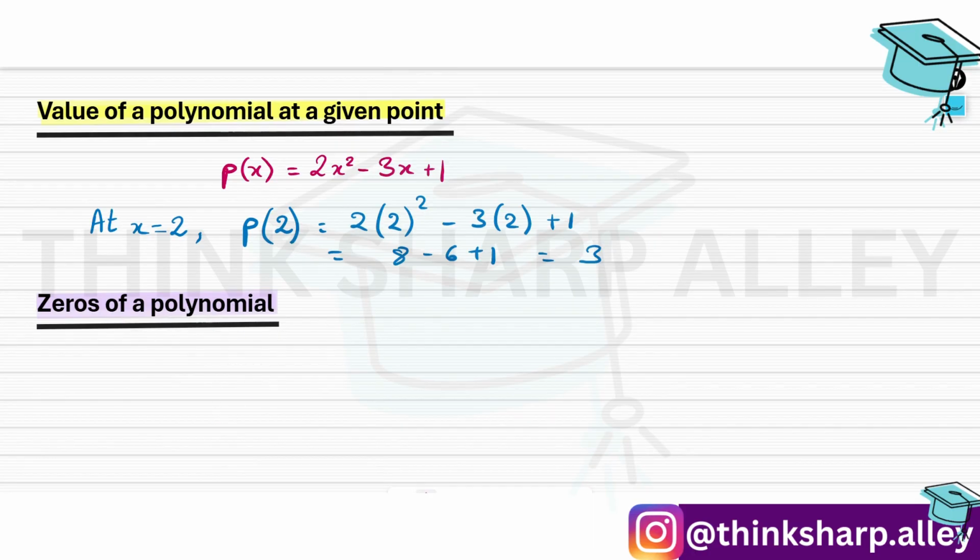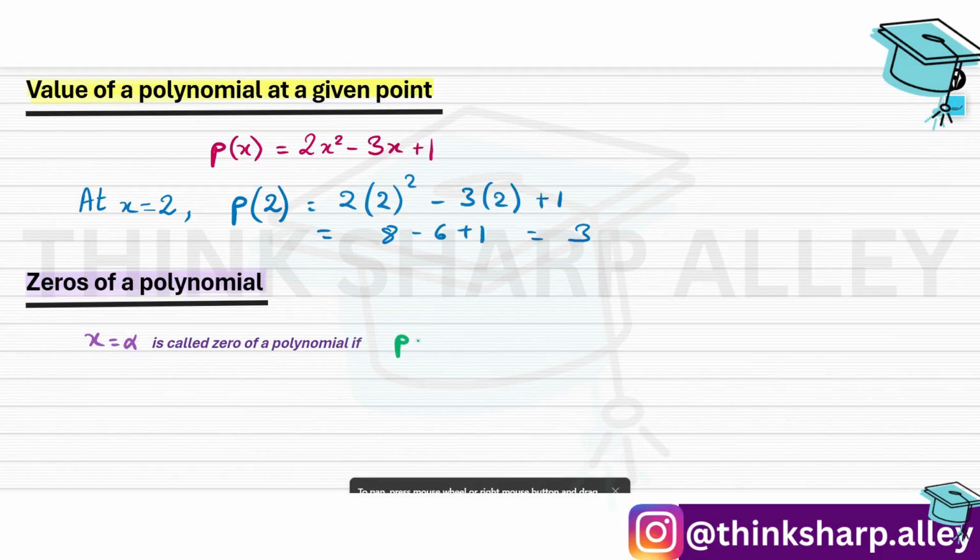Just replace and calculate. Next, a very important concept, zeros of a polynomial. Now, a number, let's say value of x equals to alpha, is said to be a zero of a polynomial if p(alpha) = 0. Which means when we substitute this value of x, the value of the polynomial becomes 0. Let us take a simple example to understand. For example, if I consider the same polynomial p(x) as I've taken earlier and find the value of the polynomial at x equals to 1.